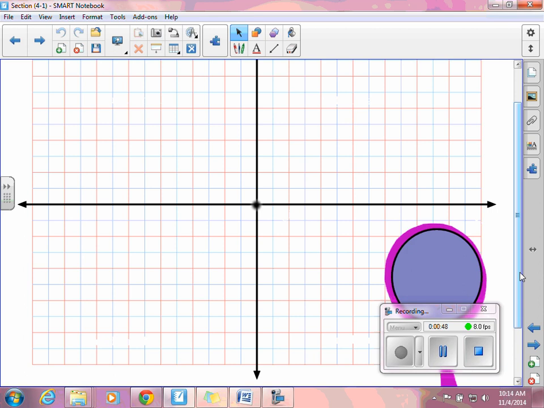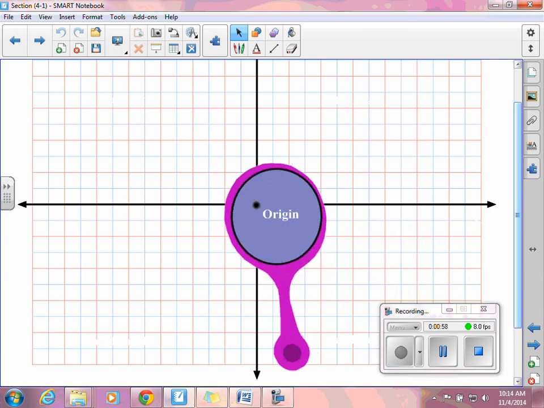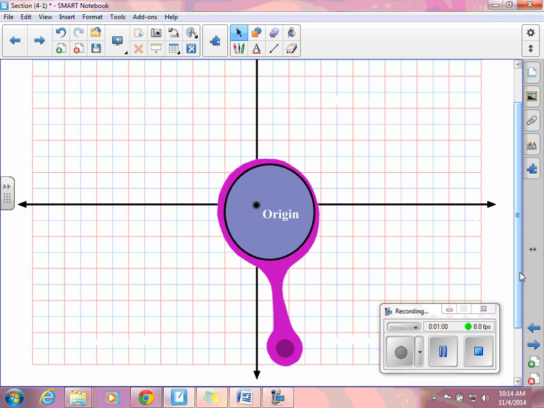Now I'm going to take my magnifying glass. You're going to notice that there's a dot in the middle of those lines. What name would we call that dot? It is called the origin. Okay. So if you're taking notes, you need to write that in. So that's the origin.